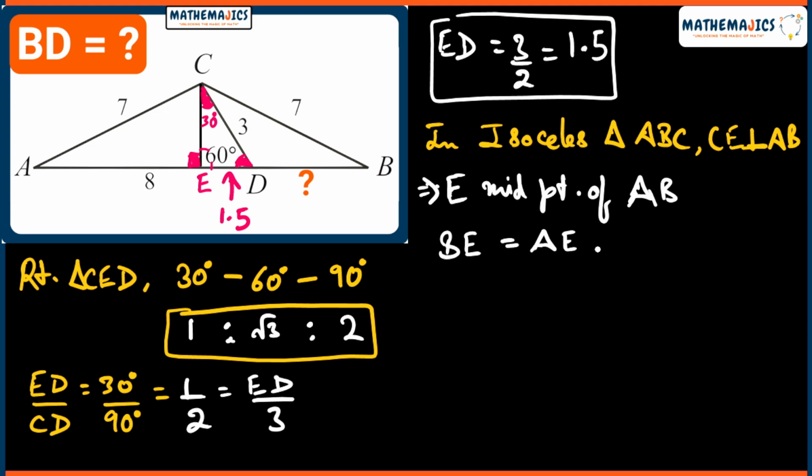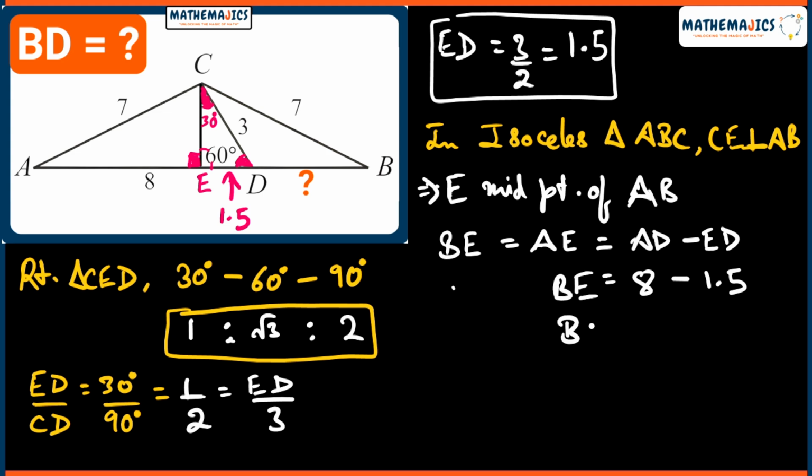And we can easily find AE. AE is nothing but AD minus ED. We can easily find AE by subtracting ED from AD. AD is 8 and ED is 1.5. That means BE will turn out to be 6.5. But this is not the final answer.